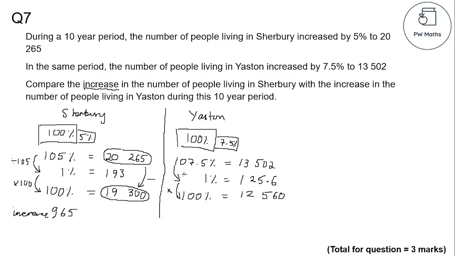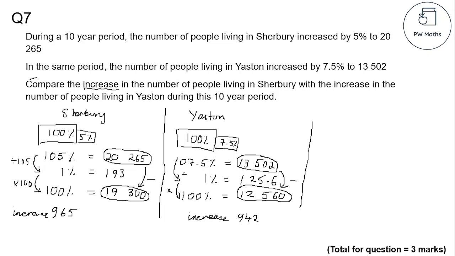12,560. Again, we want the increase, so we'll do 13,502 minus the 12,560. That's an increase of 942. Ideally, that would give me full marks, but I think there was a question to answer.